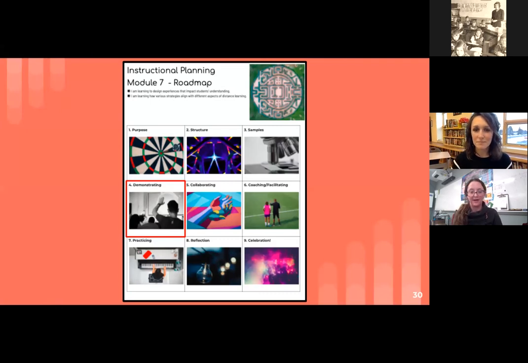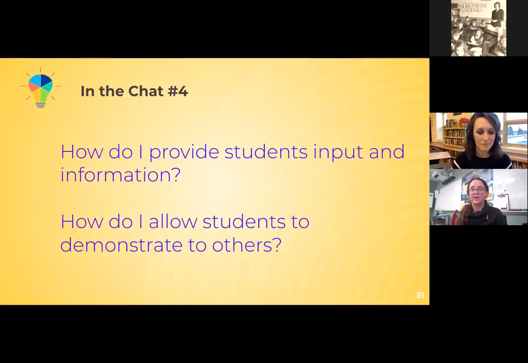So now, referring back to our roadmap, we're going to jump into the demonstrating box. We're on box 4. So in the chat, we'd like to know, how do I provide students input and information? What is a way you provide students input and information, and how do you allow students to demonstrate to others? What are some strategies you use in your classrooms to do this? We know for some of us, we might be hybrid, we might be fully remote. So this can look very different in different classrooms.